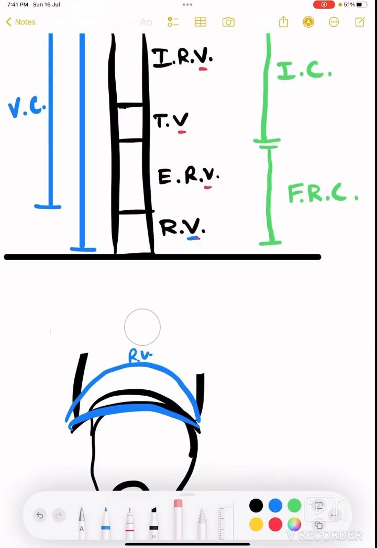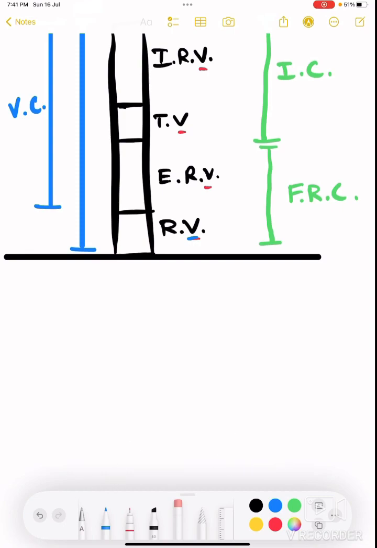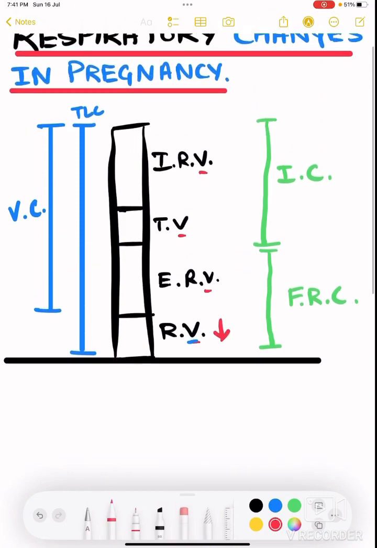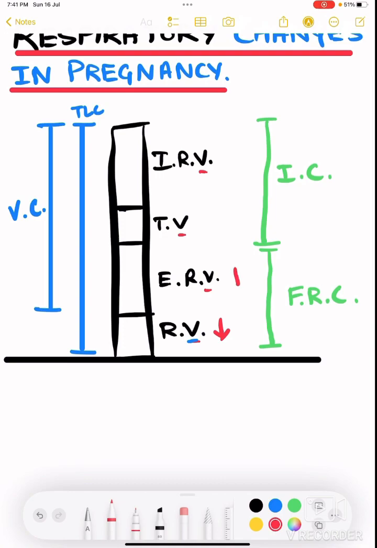So remember that residual volume will decrease. Next, expiratory reserve volume again decreases. I remember it this way: the diaphragm will be pushed upwards. If the diaphragm is pushed upwards, the two lowest volumes will get reduced. So residual volume is reduced and expiratory reserve volume is reduced.